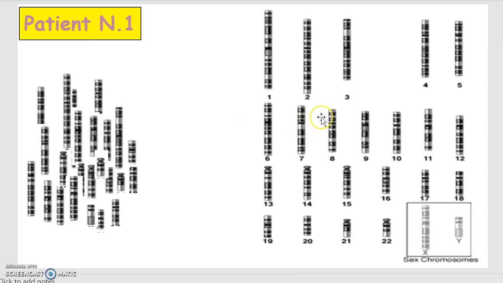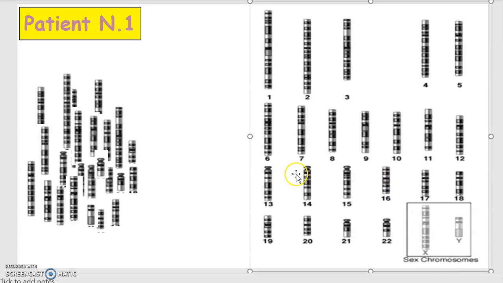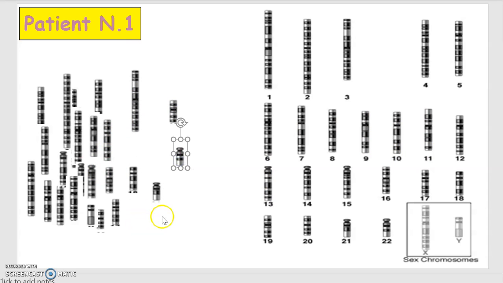Now, unfortunately, because we downloaded this into a PowerPoint, it loses some of the formatting. So what you need to do with these karyotype pictures is click on them, right-click, and send to back. All right, once you do that, your chromosomes will show up. Otherwise, they'll go invisible. So you'll know you didn't do that if you can't see your chromosomes when you drag them over here.